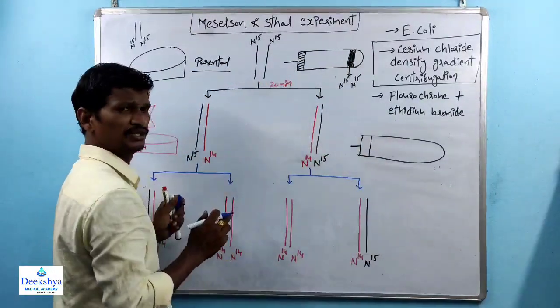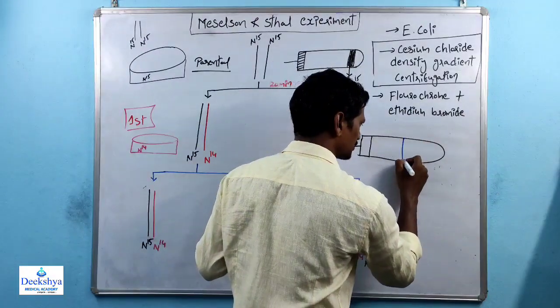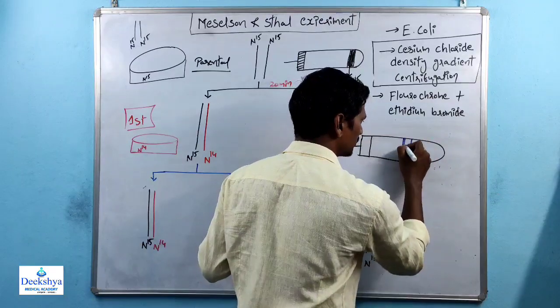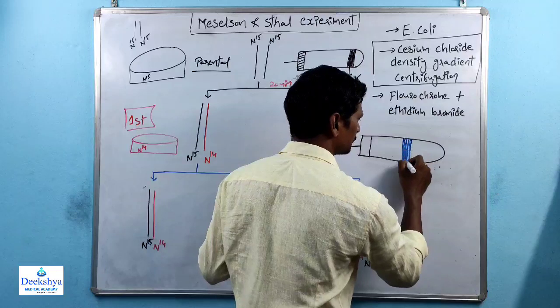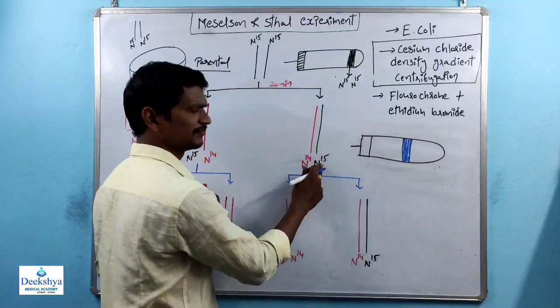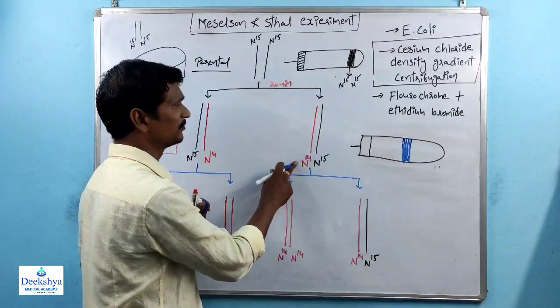The first generation DNA molecules are separated within the density gradient centrifugation process. The band formed at the middle. Sir, why is the band formed at the middle? Because one strand is N15 and the other strand is N14.